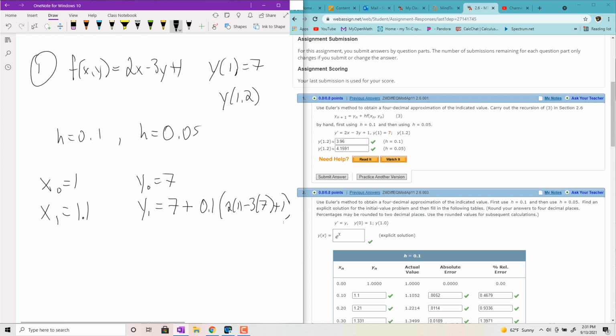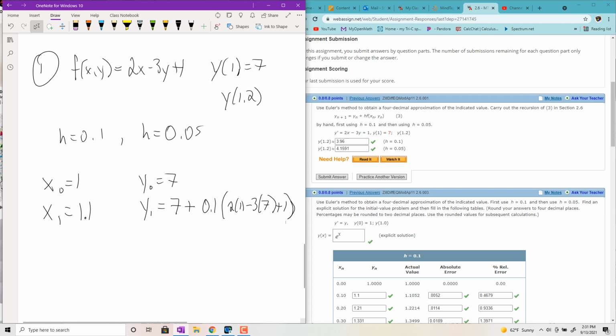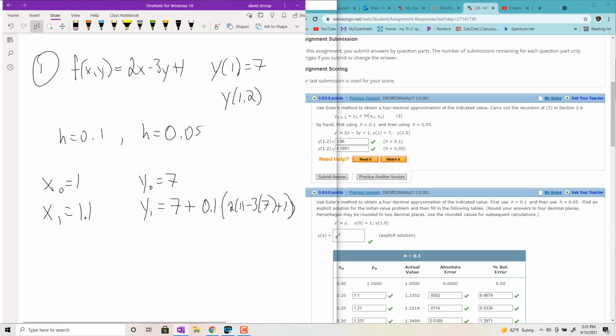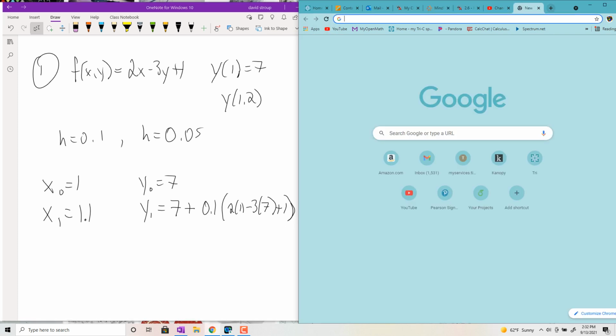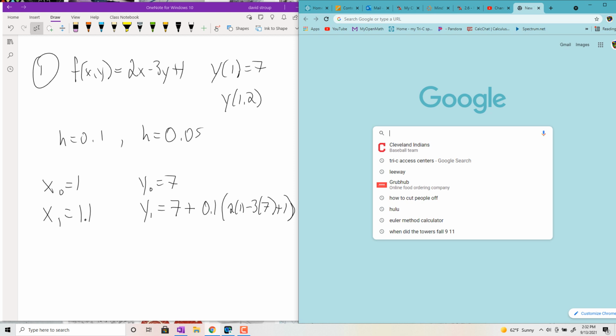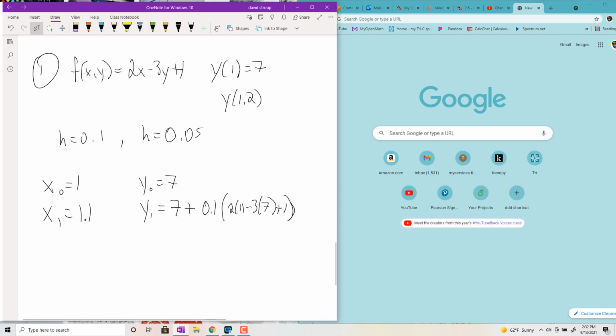You could go to Wolfram, but Wolfram is sketchy now because it doesn't give me enough decimal places like I want. So I'm just going to go to my calculator, if you don't mind, and evaluate it that way. Okay. So I'm in my calculator, 7 plus 0.1 times 2 minus 21 plus 1. So my first one is apparently 5.2.